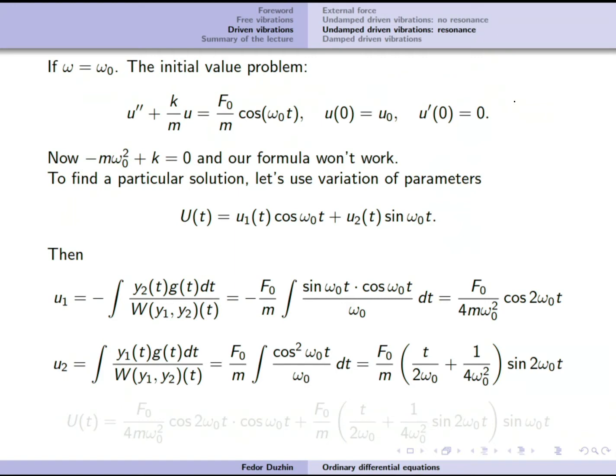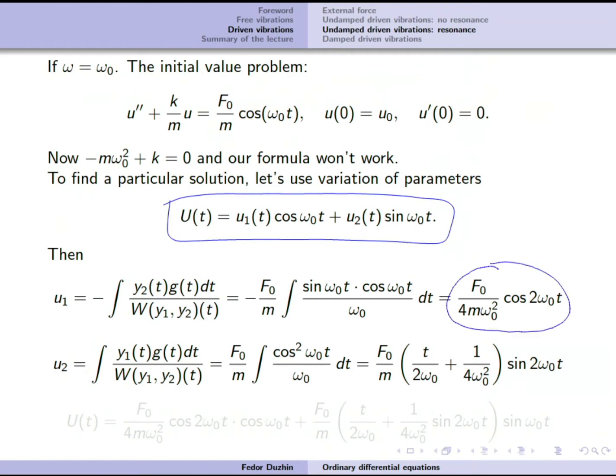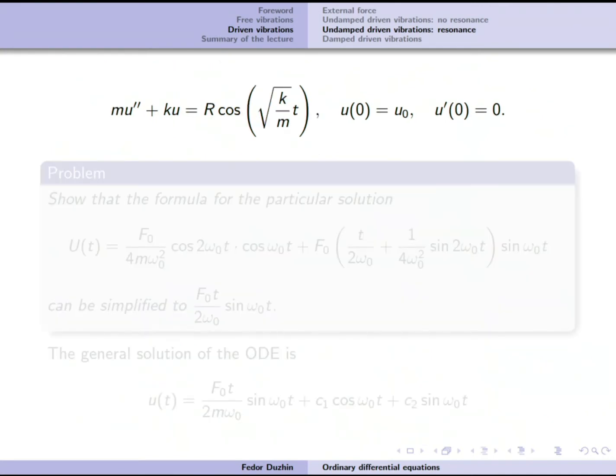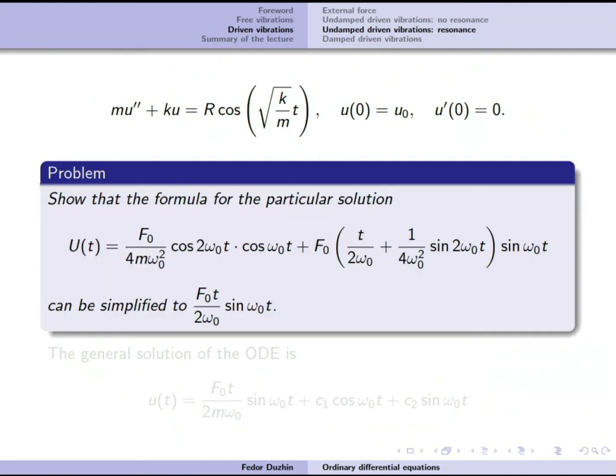But then now U1 of t is this thing, and this whole thing is U2. So it is even more complicated. So here is the solution. Wow. And that's just a particular solution of this equation. So the general solution of this equation would be this whole thing plus C1 cosine omega 0 t plus C2 sine omega 0 t. So it is really huge. Wow. But it is not so bad as you might think.